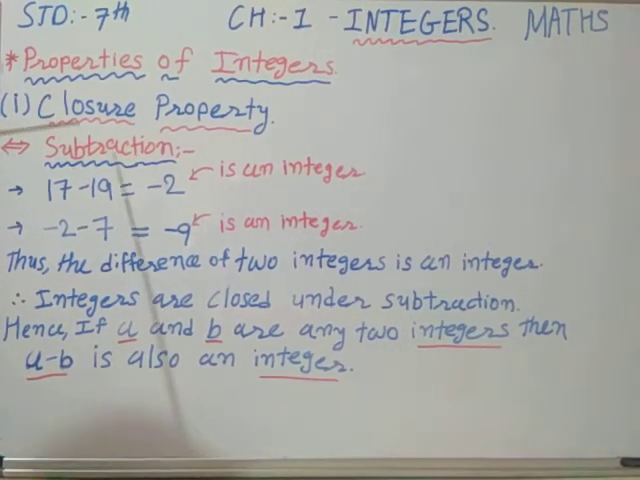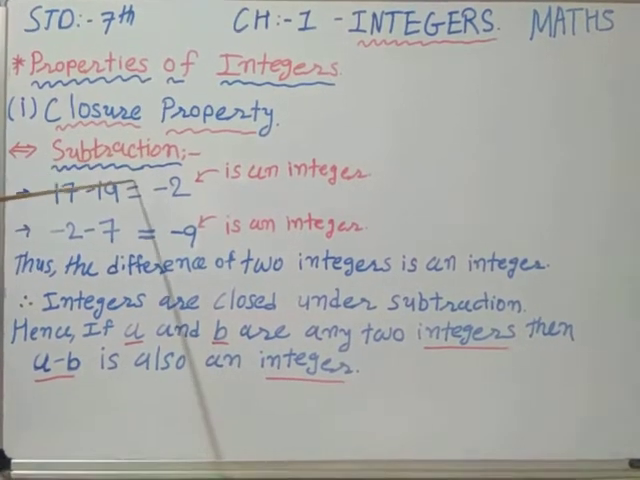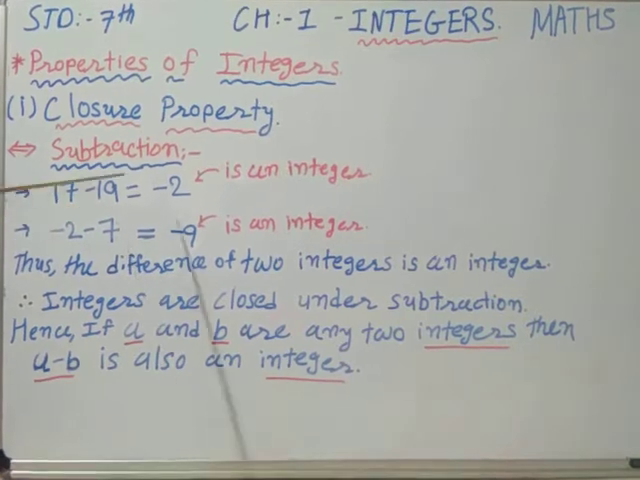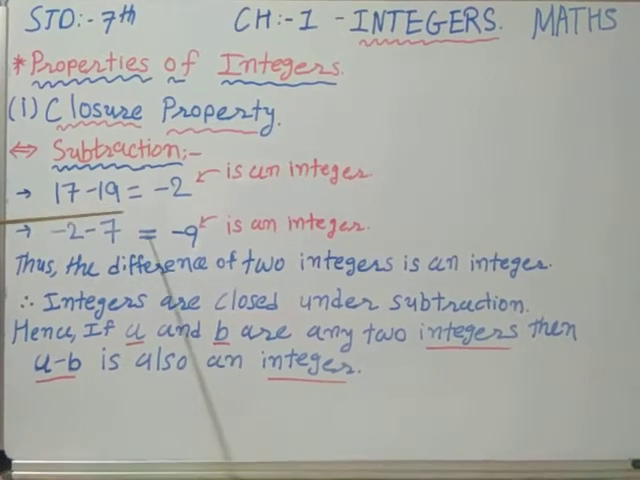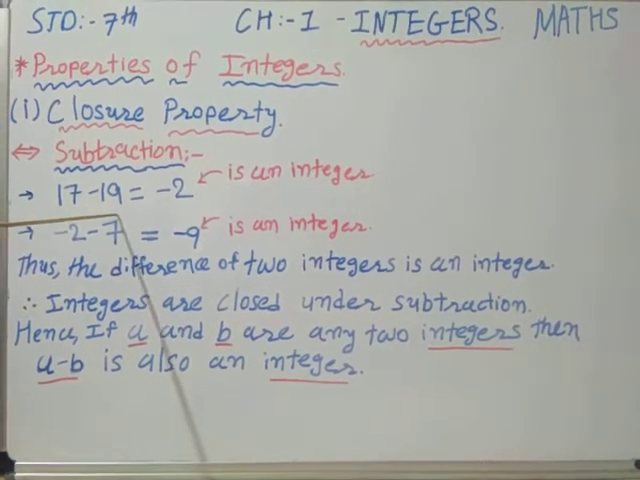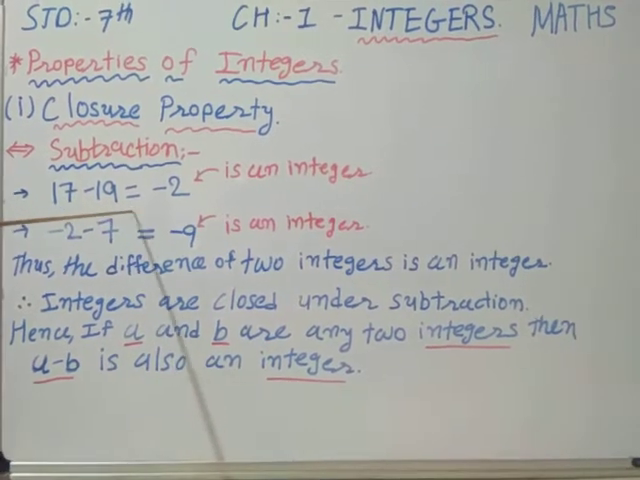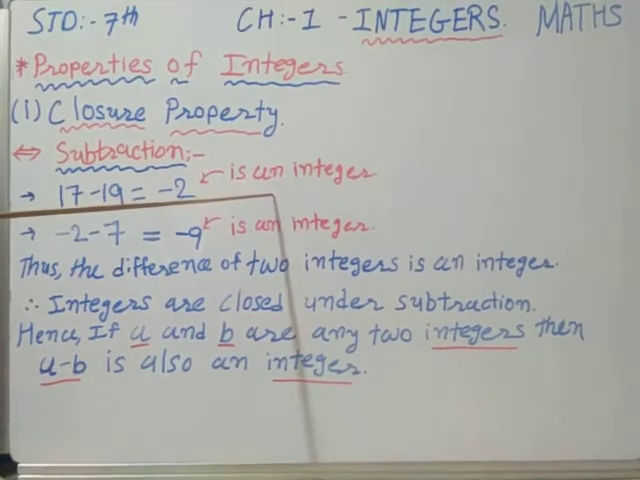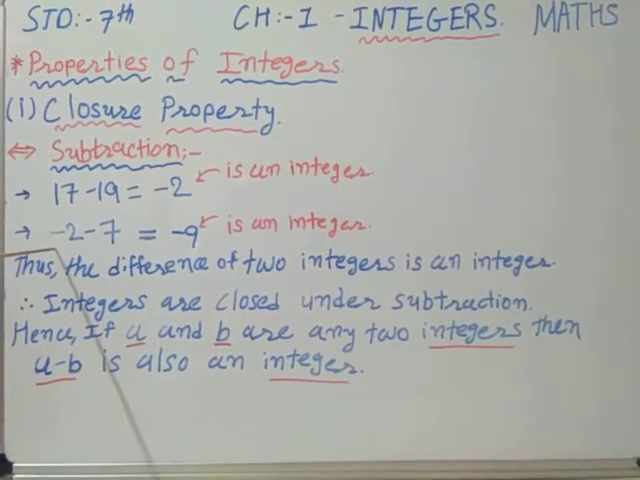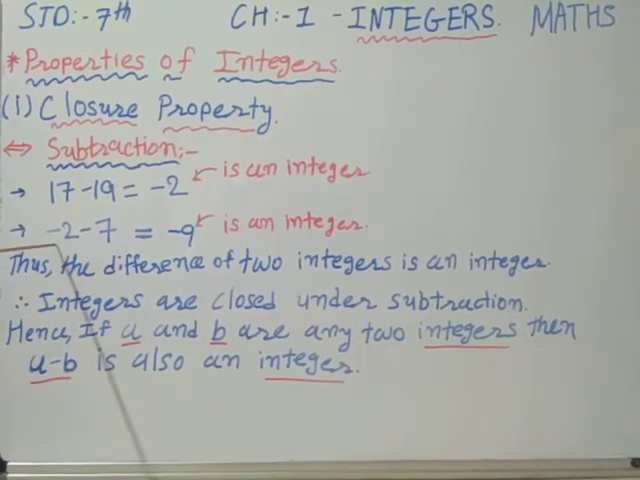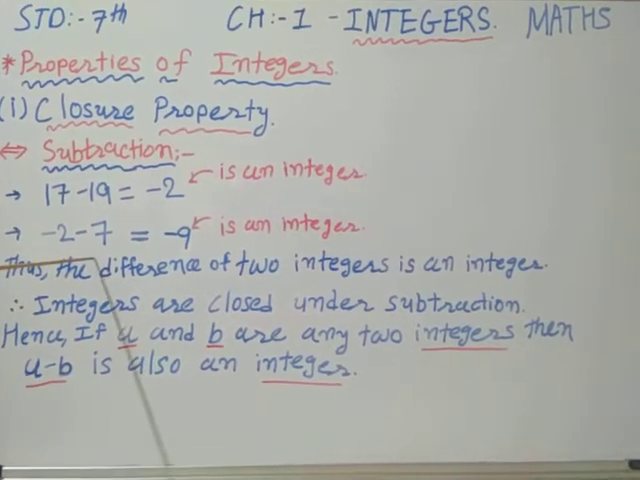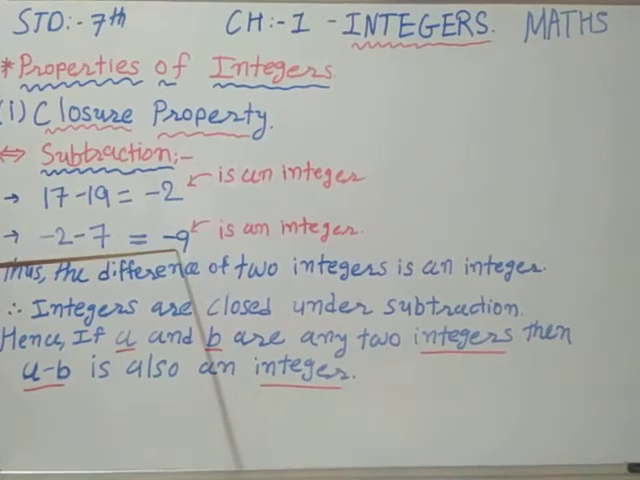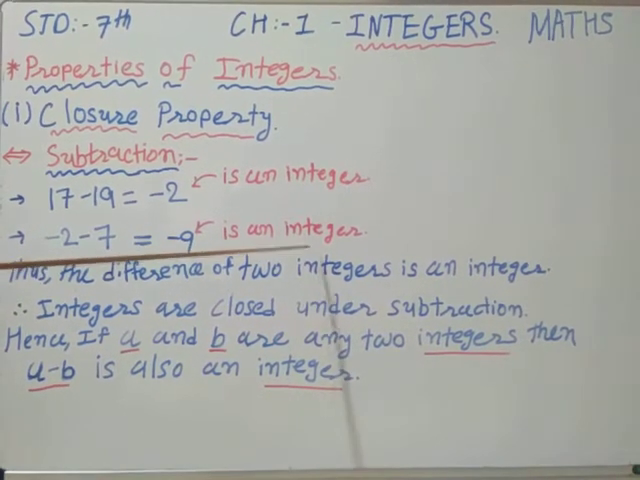Now, we will check the closure property for subtraction. Let's take some examples. 17 minus 19. Here 17 is an integer. 19 is also an integer. 17 minus 19 is equal to minus 2. Minus 2 is also an integer. Next example, minus 2 minus 7. Here minus 2 and 7 both are integers. Minus 2 minus 7 is equal to minus 9. Minus 9 is also an integer.